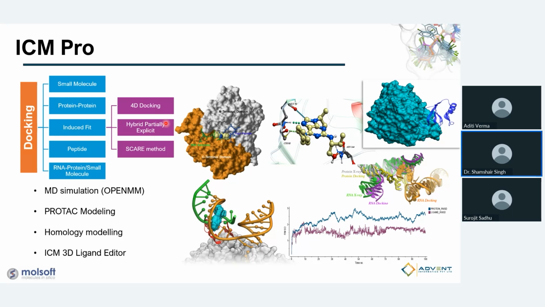SCARE is the scanning of alanine and refinement method, where let's assume your pocket is completely hydrophobic, to understand how the ligand binds into that pocket, you can try using SCARE, where it replaces a couple of amino acids in the pocket and docks your molecule. You can also do RNA protein small molecule docking, and we have integrated OpenMM for molecular dynamics.